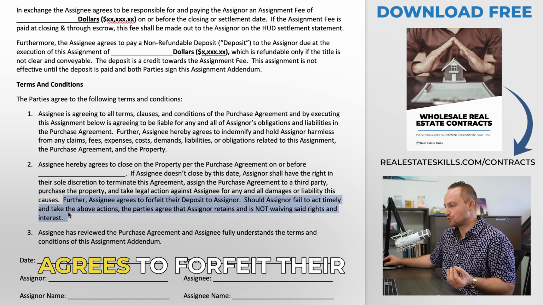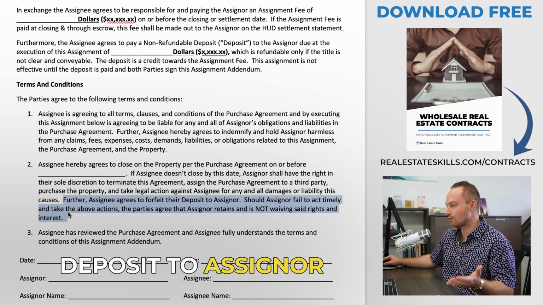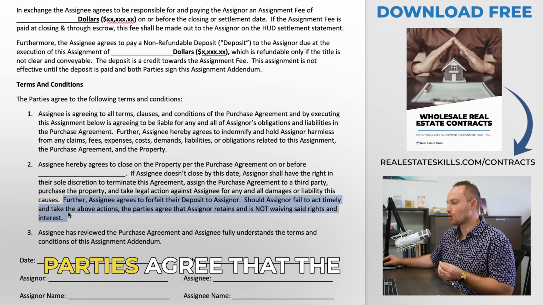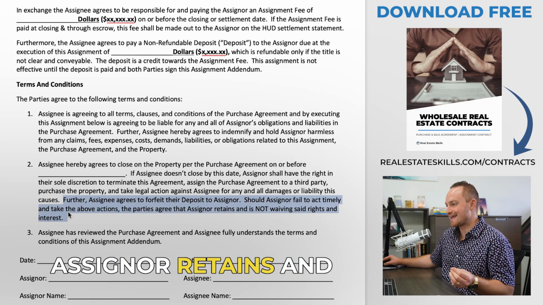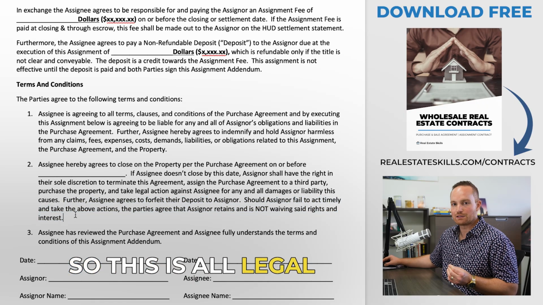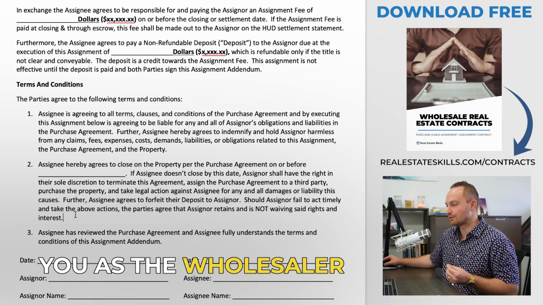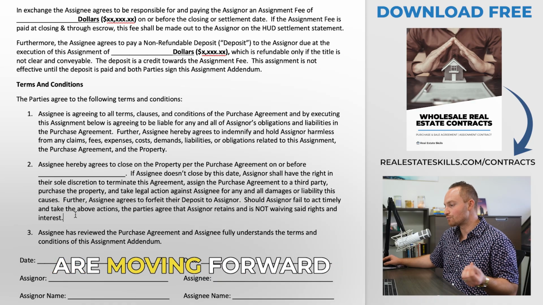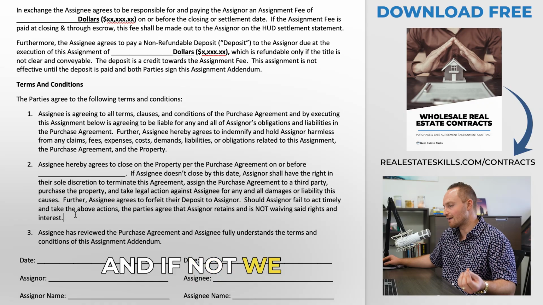Further, assignee agrees to forfeit their deposit to assignor. Should assignor fail to act timely and take the above actions, the parties agree that the assignor retains and is not waiving said rights and interests. So this is all legal language to protect you as the wholesaler, to keep the deposit, and ultimately make sure things are moving forward. And if not, we have a backup plan.